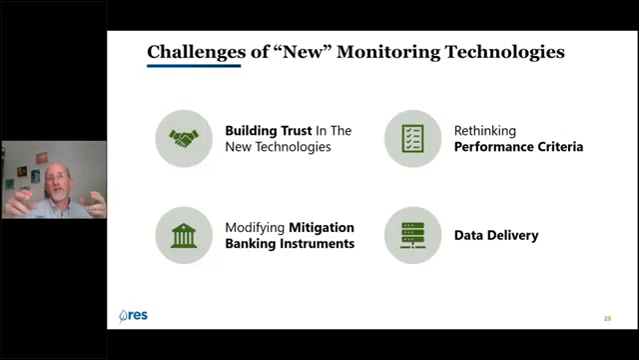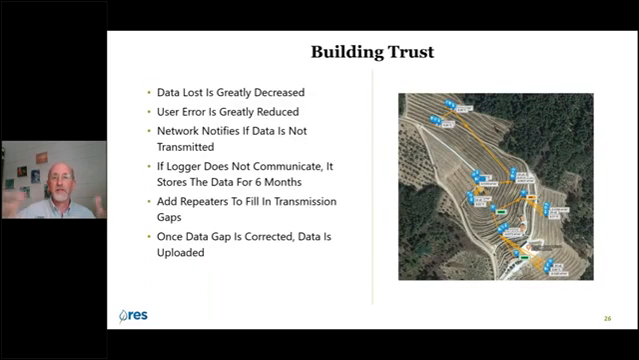So what are the challenges of, and I put it in quotes, new monitoring technologies? Because really, we just married a couple of technologies together that have been out there all the time: the traditional water level logger and wireless sensor technology, which has been around for decades actually. We just married them together. So what are some of the things we need to think about? One is building trust with the regulatory agencies who approve mitigation programs.